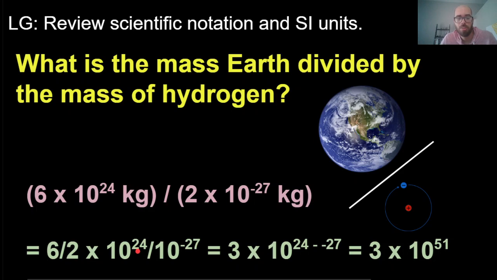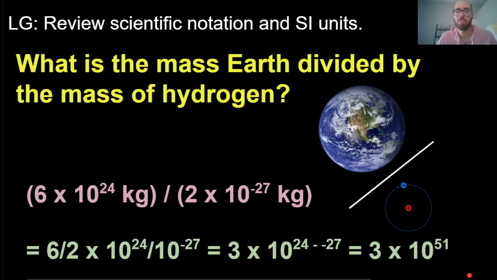The rule is to subtract the exponents because we're dividing. So we're going to subtract 24 and negative 27. That's 24 minus negative 27. When you subtract the negative, that's the same thing as adding. So we're going to say 24 plus 27, which is 51. So we've got 3 as our coefficient times 10 to the 51 power.